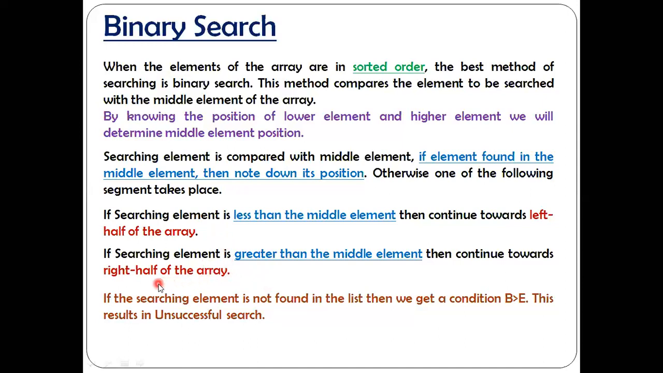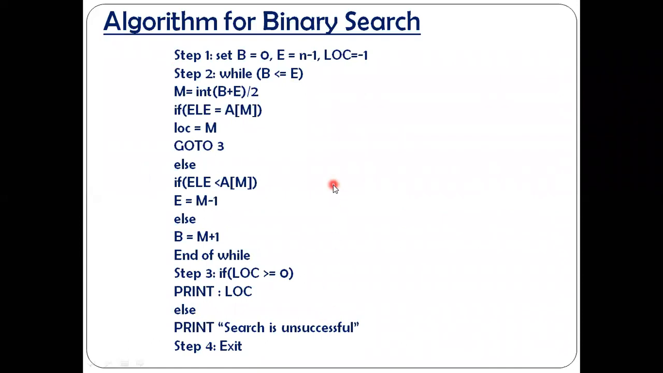Next, the last worst case, if the searching element is not found in the list, then we get a condition called b is greater than e. Then this results in an unsuccessful search. Now we'll have a look at the binary search algorithm. This is the binary search algorithm.